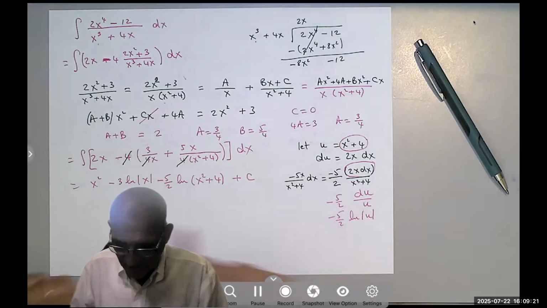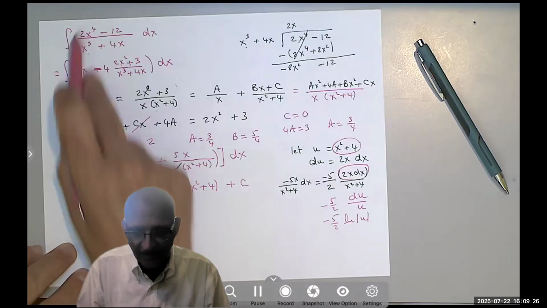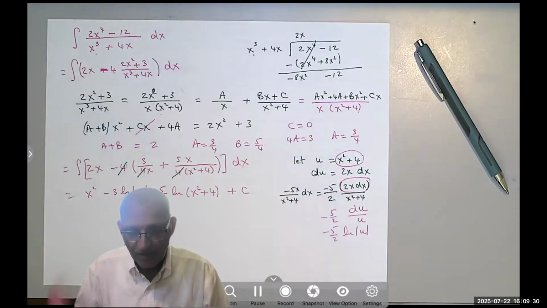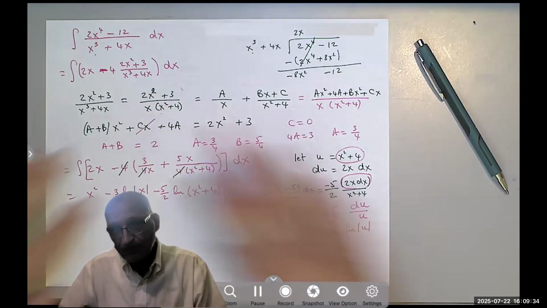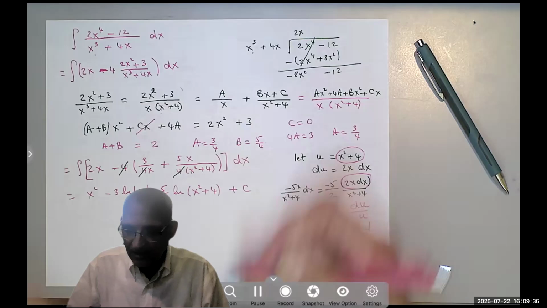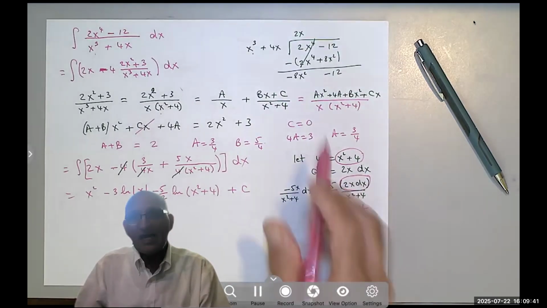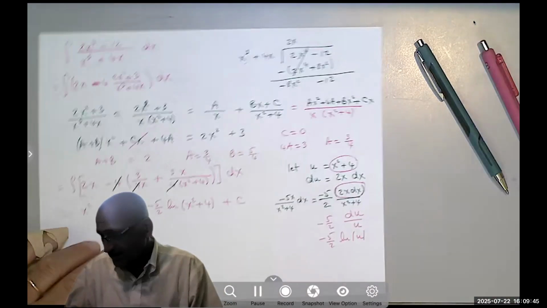So basically what we did here is we took a tough integral, and I had to use long division to break it down. Then I took this fraction, decomposed it into two simpler fractions, and then took this fraction and used substitution. So I did a lot of stuff, but it's really pretty straightforward. Nothing is hard.